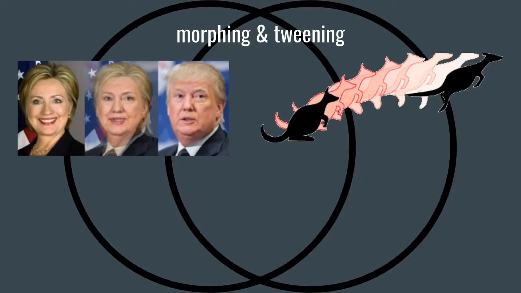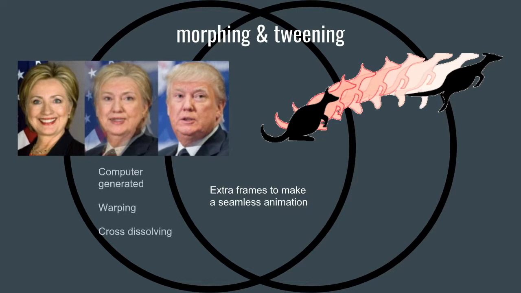Morphing and tweening are two important processes that involve generating frames in between keyframes to make an animation look more smooth. Morphing is more of a digital process that involves computer-generated frames, to make an image transform to another through warping and cross-dissolving, etc.